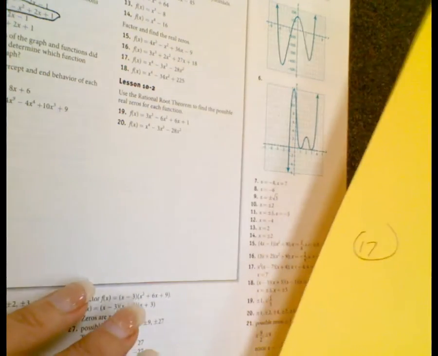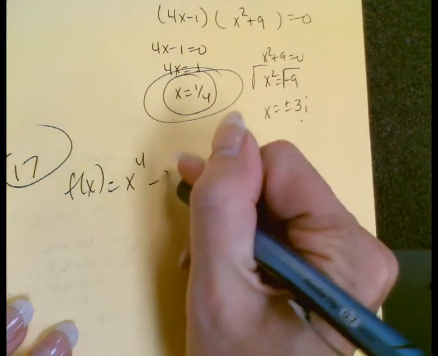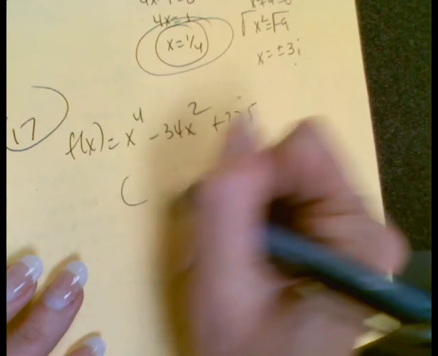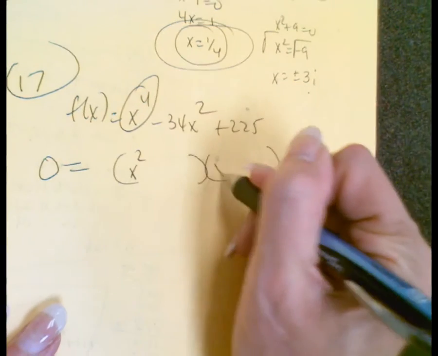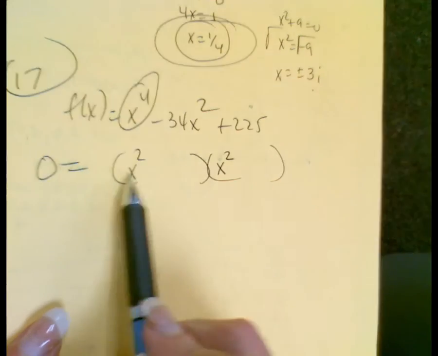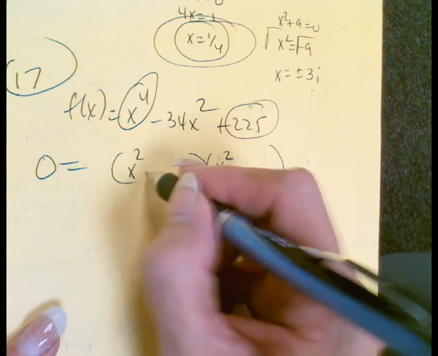And 17 is x to the fourth minus 34x squared plus 225. By factoring this, you're going to split up the x to the fourth. It's a trinomial, so equally x squared and x squared. Cubes are not split up equally, but even exponents are always split up equally for the exponents. Factors of 225 that add up to 34.